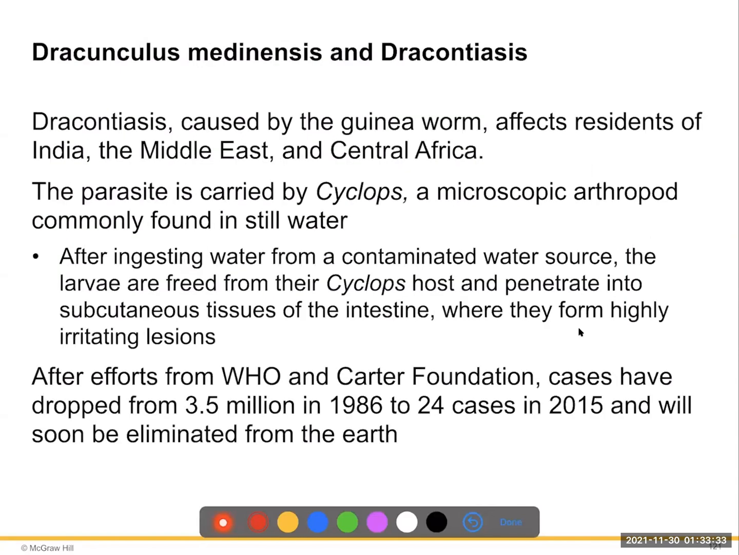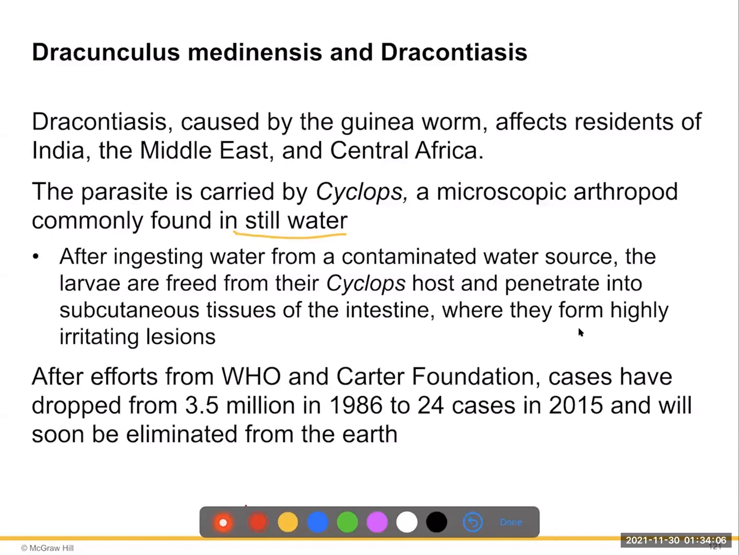Dracunculus medinensis causes dracunculiasis. Dracunculiasis is caused by the guinea worm, which affects residents in India, the Middle East, and Central Africa. The parasite is carried by cyclops, a microscopic arthropod commonly found in, again, standing water or still water. After ingesting the contaminated water, the larvae are freed from their host, the cyclops, and penetrate into the subcutaneous tissue of the intestine, where they form highly irritating lesions.